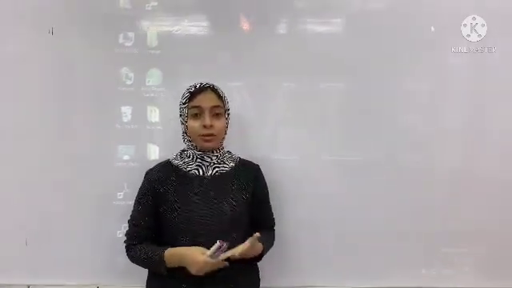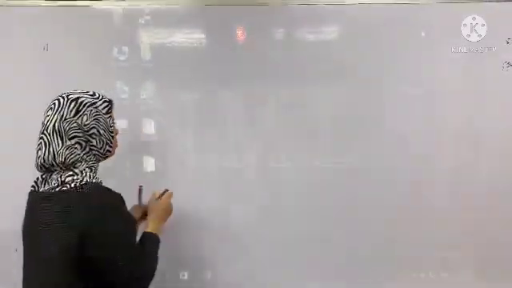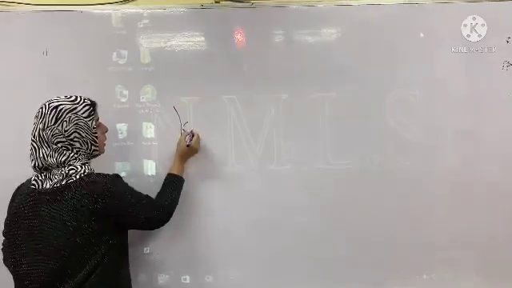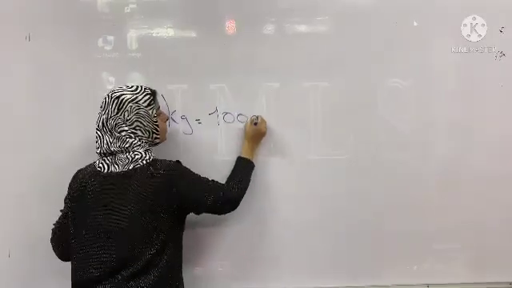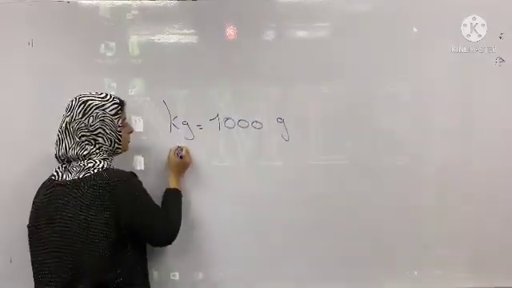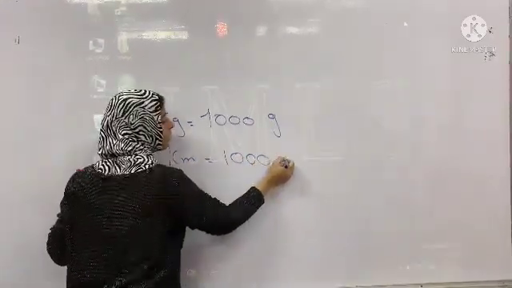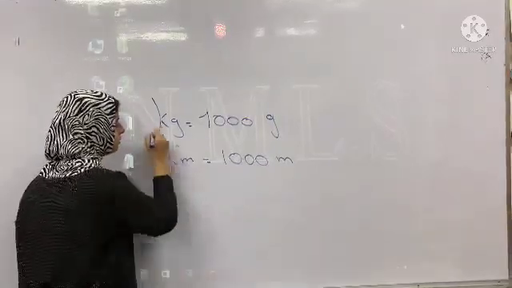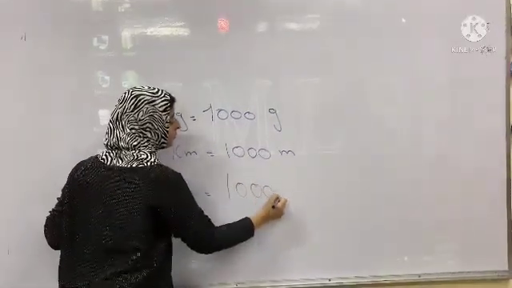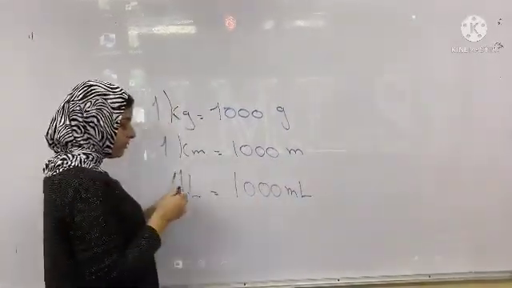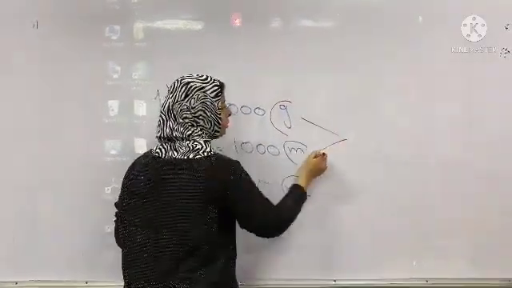Today we have a new convert. So let's start our metric measurements today. We took, Junior 4, in the previous lessons: 1 kilogram equals 1000 gram, 1 kilometer equals 1000 meter, and 1 liter equals 1000 milliliter. Okay, so this gram and meter and milliliter, we called it as units.